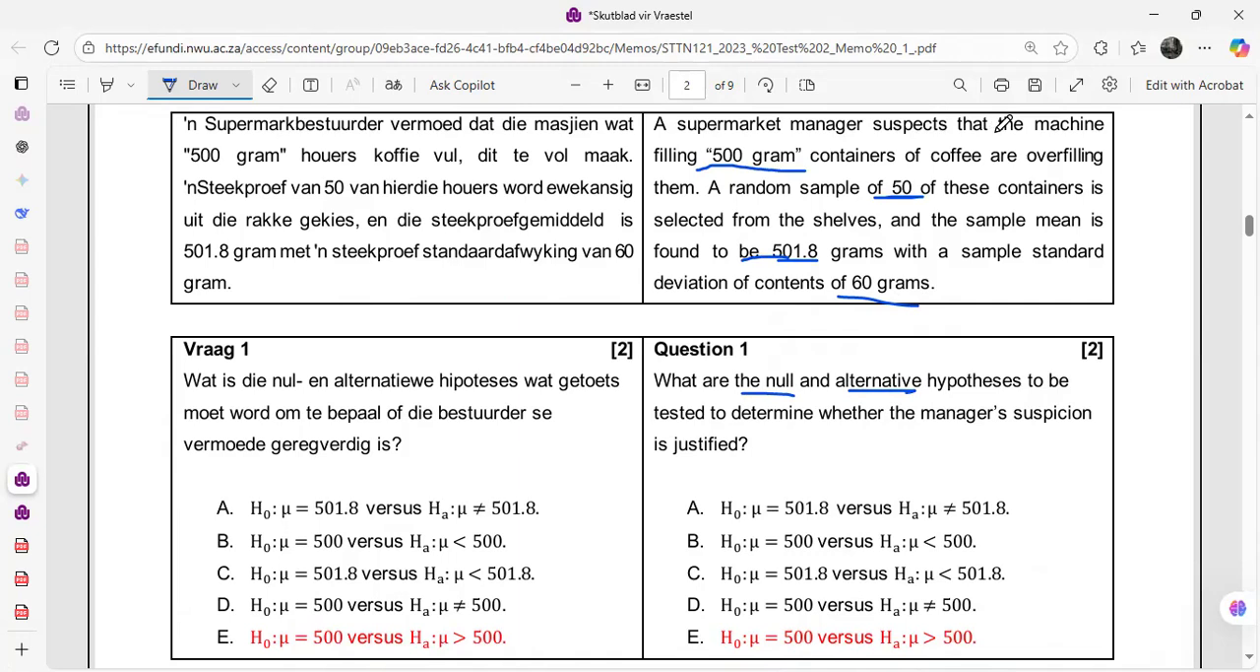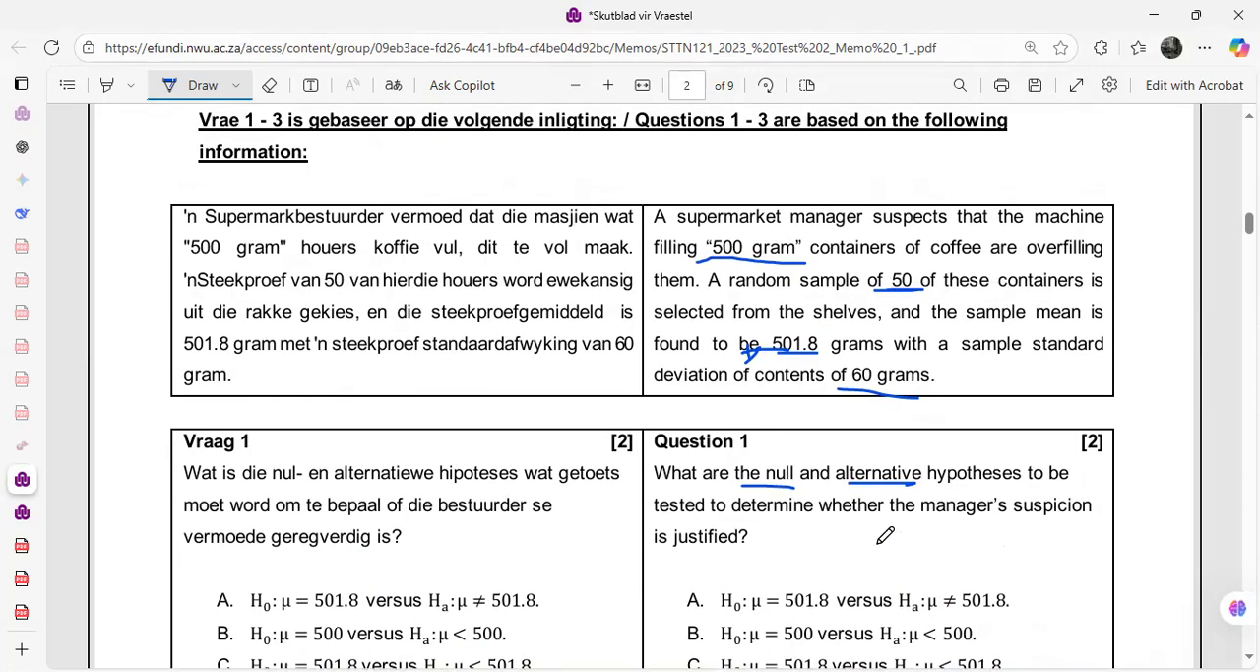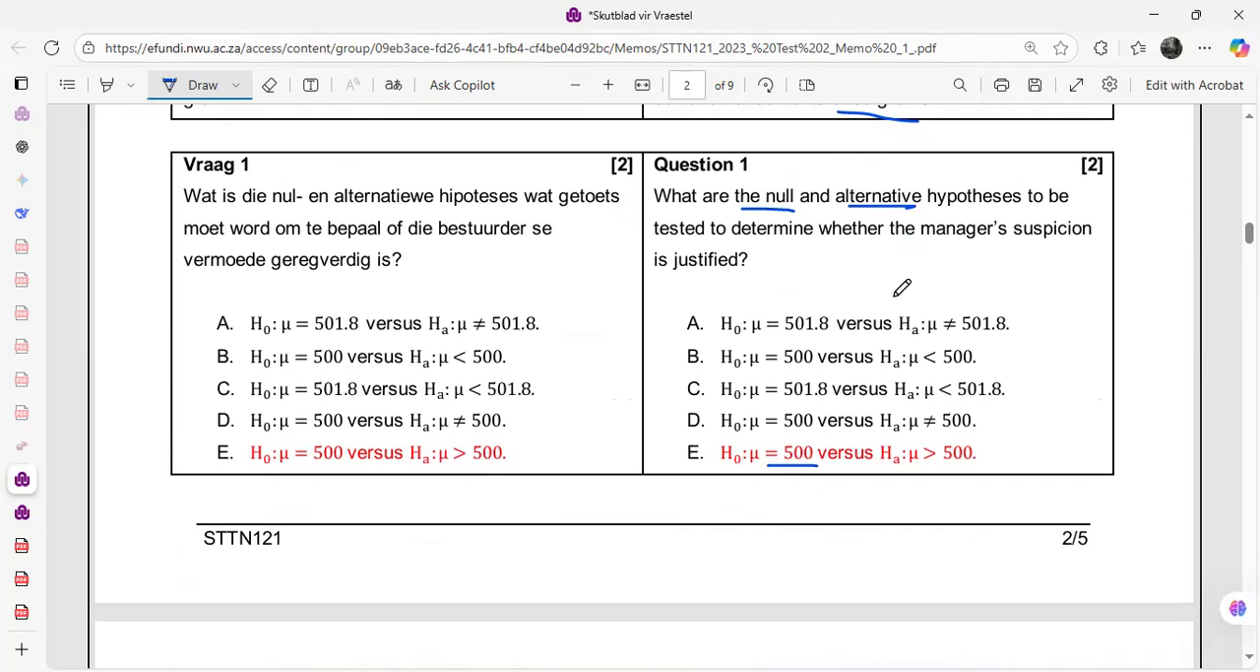A supermarket manager suspects that the machine filling 500-gram containers of coffee is overfilling them. The sample mean, remember, is X bar. This 500 will be the population mean. So the statement is that you take the null as the population mean equal to 500, and then the alternative as the population mean greater than 500, meaning they are overfilling them. A random sample of 50, yeah, with this one.